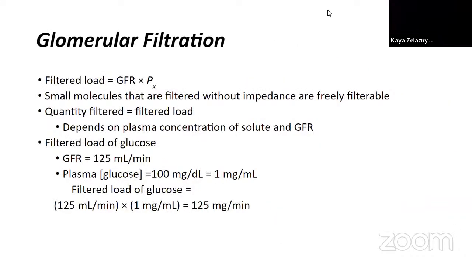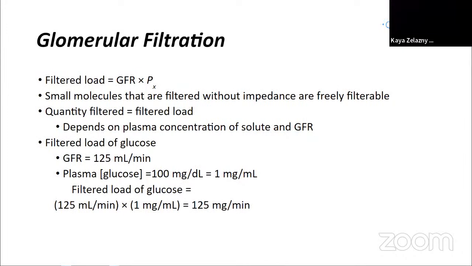Which brings us to filtered load. So we've done our glomerular filtration pressure, which had to do with the Starling's forces and how much force there is for fluid to move. Then we did our glomerular filtration rate, which is just how much fluid we are moving per minute. Then we did our filtration fraction, which is what percent of the fluid that goes to the kidneys is getting filtered into the nephron. And now we're talking about filtered load.